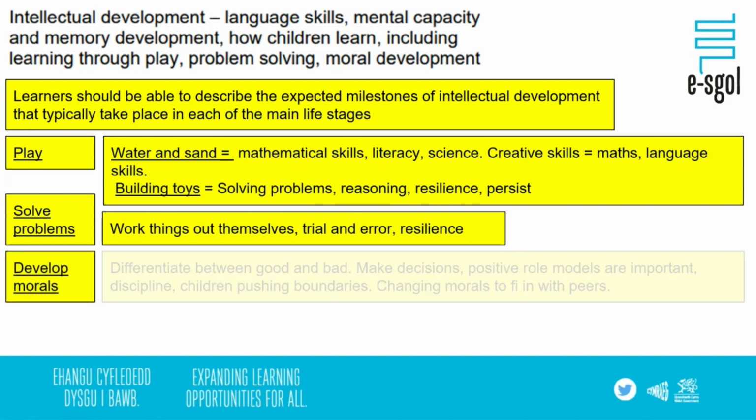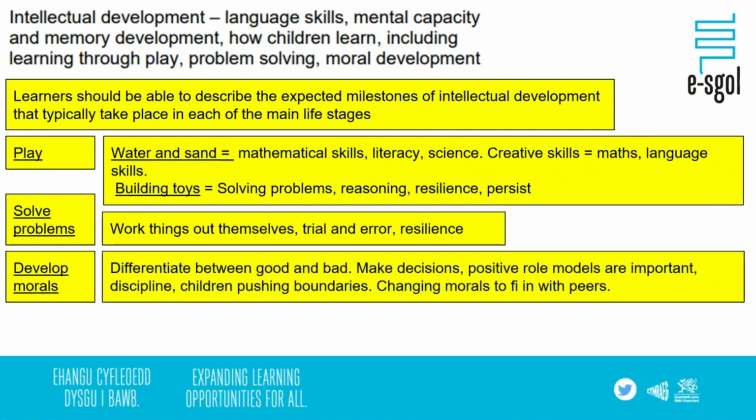And also then they can differentiate between good and bad. Can they make good decisions? They have positive role models in place. Children can often push boundaries, especially in adolescence, perhaps wanting more freedom, perhaps wanting to come home later in the evening, have more use of their mobile phone, for example, and how these morals perhaps are introduced to them and given to them by their peers. Okay. Also, how parents can help their intellectual development by understanding why they shouldn't have so much screen time.